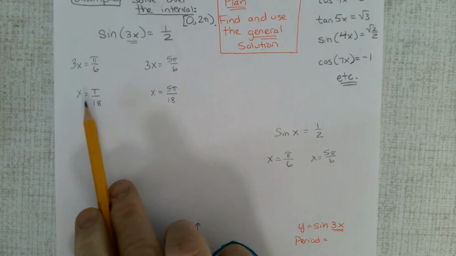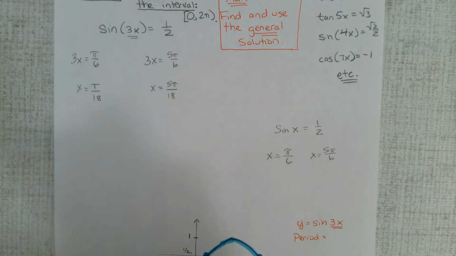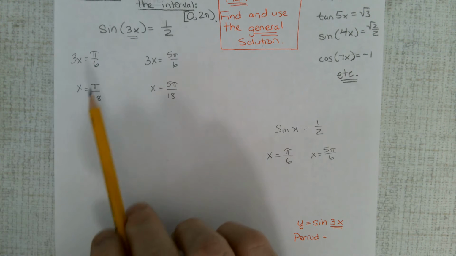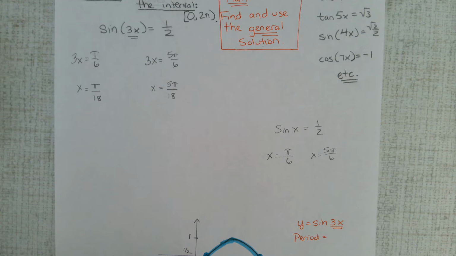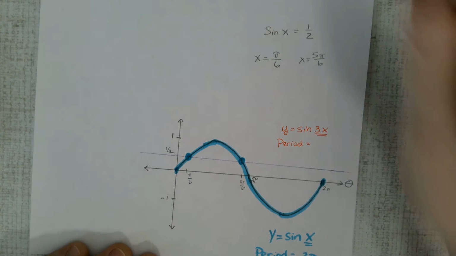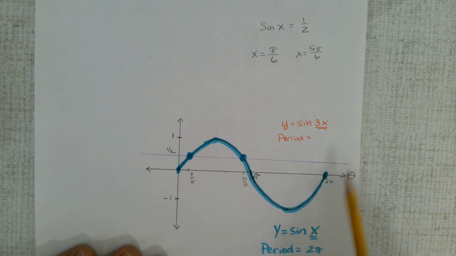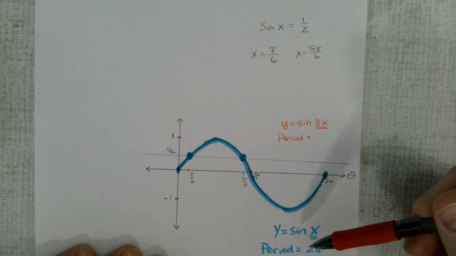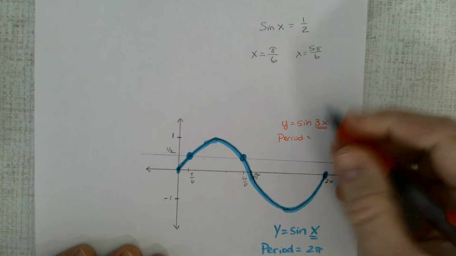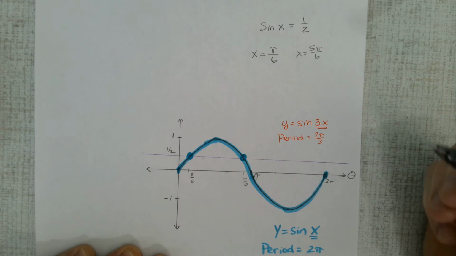And that is all well and good except for one thing. There's more solutions than just this, and I'll show you why in a second. These are the first two solutions, but we are not done. Watch what happens down here. If this is a graph of y equals sine x, watch what happens when I make it 3x. Do you remember what that does? The period of this one is 2 pi. The period of this one would be 2 pi divided by 3, meaning the period got smaller.